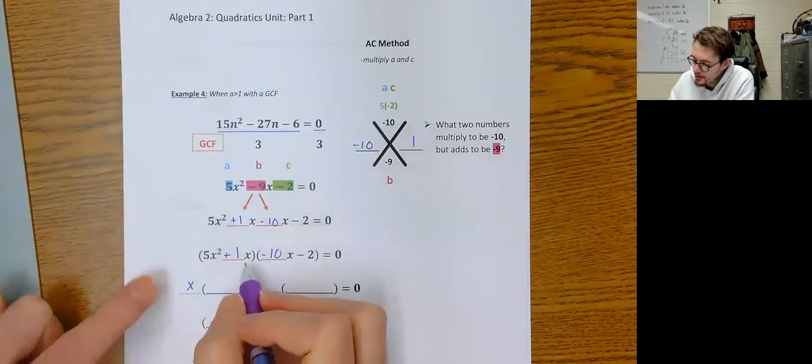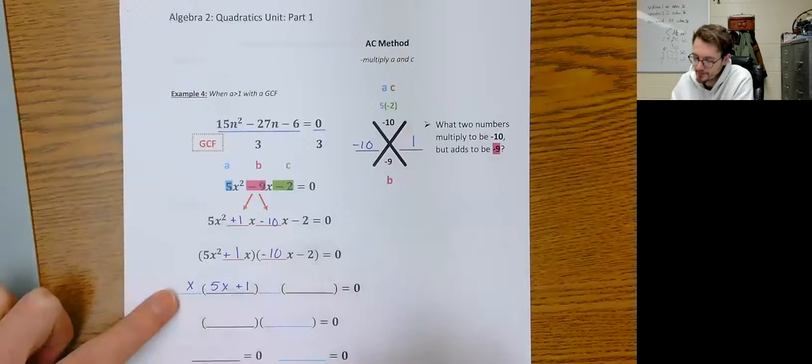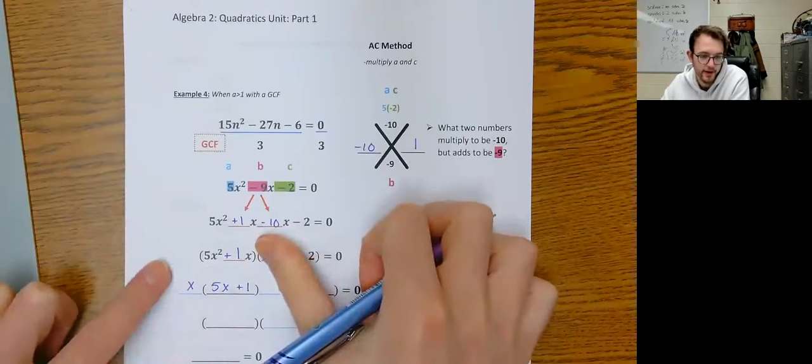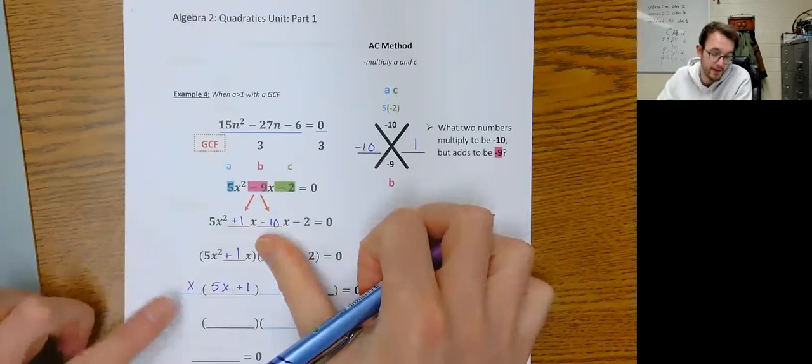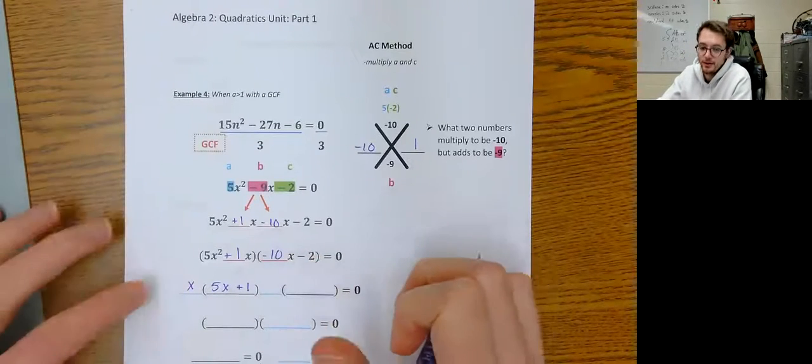And I get 5x plus 1. Right? The only thing I can factor out is an x and a 1. And I did factor out 1x. I'm just not going to put the 1 in front of it because I don't need to.